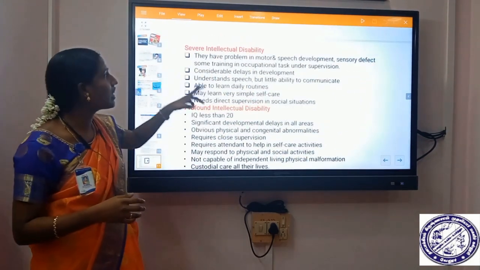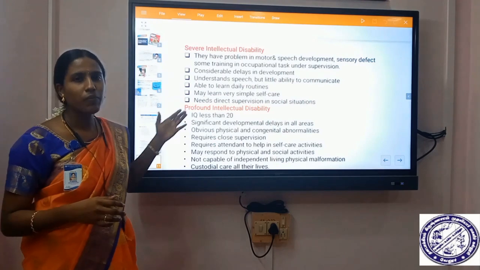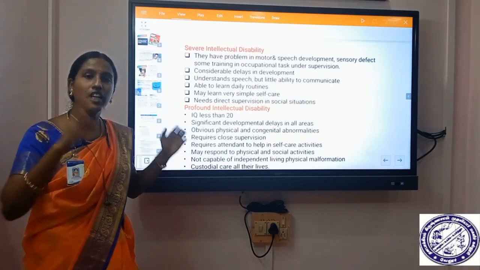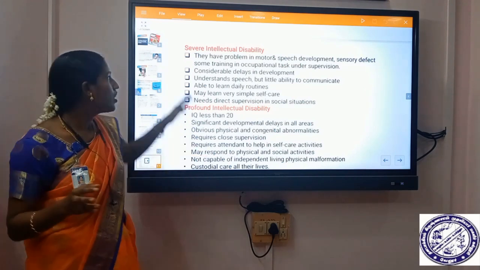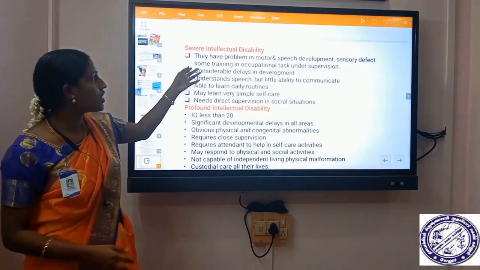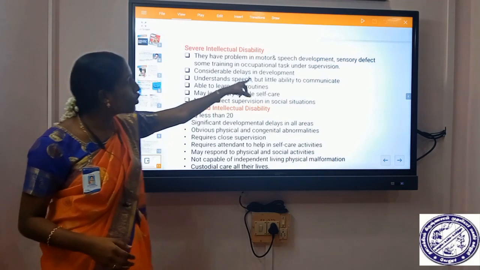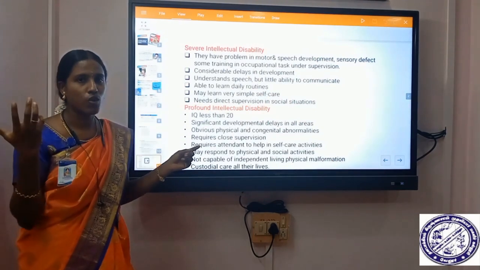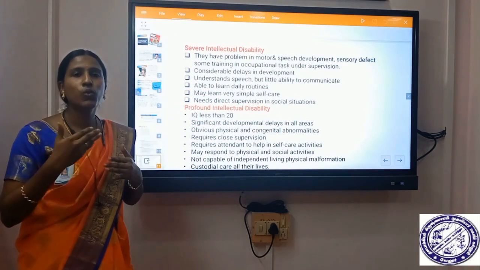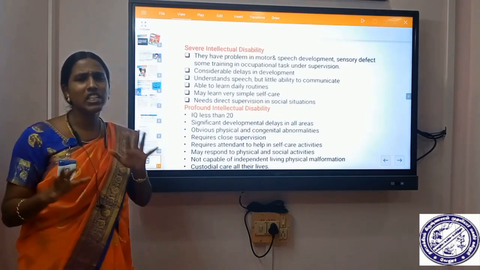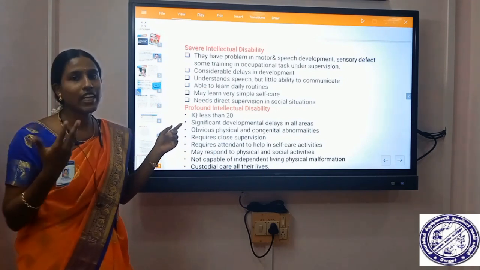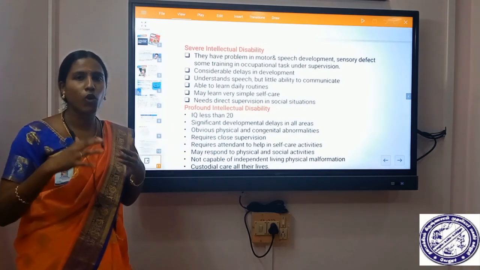So next one is severe intellectual disabilities. Severe and profound mean the person has more difficulties compared to mild and moderate. Severe intellectual disability means the person has motor and speech development problems, and even some sensory deficits, and they can't speak properly. Mostly we see this type of people affected by speaking problems.